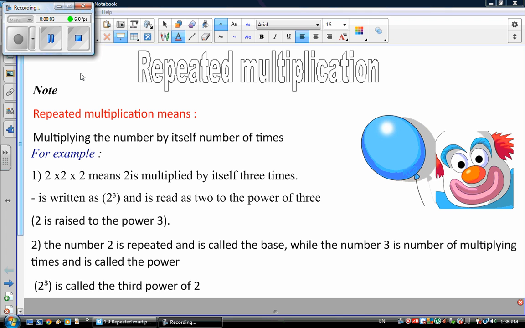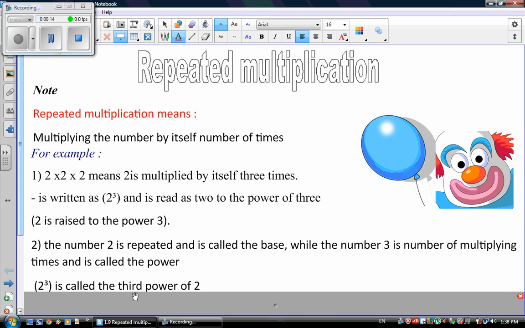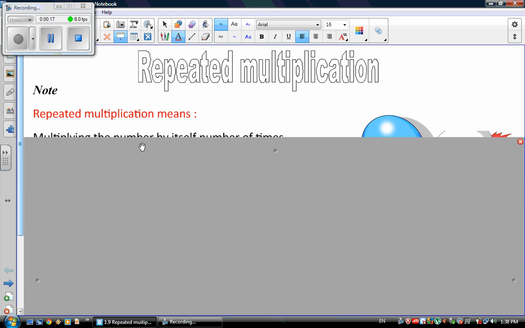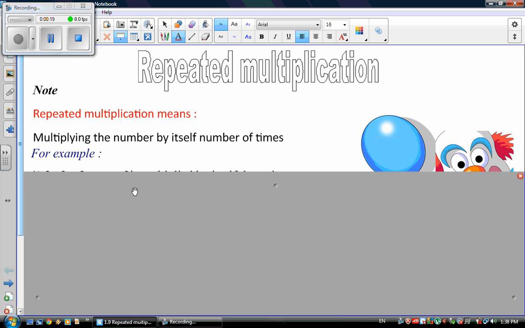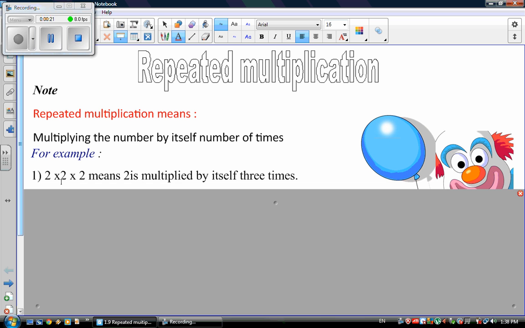Good morning. Today I'm going to talk about repeated multiplication. Repeated multiplication means we multiply a number by itself a number of times. For example, if I multiply 2 times 2 times 2, this means that 2 is multiplied by itself 3 times. So count how many times we multiplied the number 2 by itself.